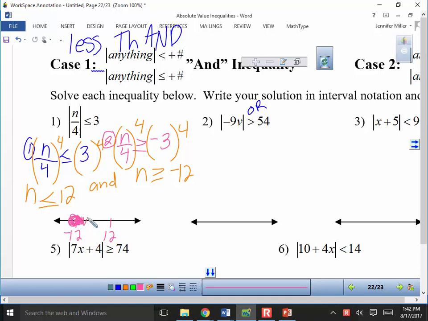Very good. Closed circles. And since we all read the directions very well, we also need to make sure that we do what? Write our answer in interval notation. So how would I do that here? So it would be negative 12 to 12, right? Any questions?